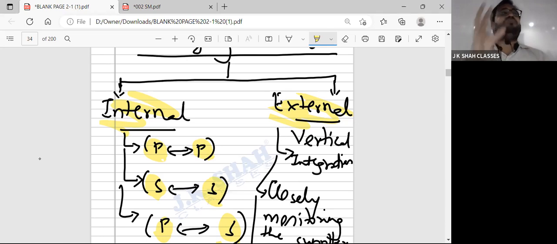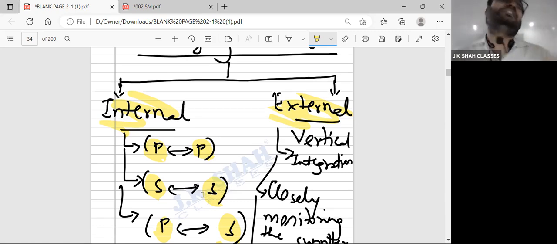You will try to have good coordination with your suppliers so that they deliver raw materials on a timely basis, and that too good quality raw material. Otherwise, your finished product will not be up to the mark. So you want good quality raw material.